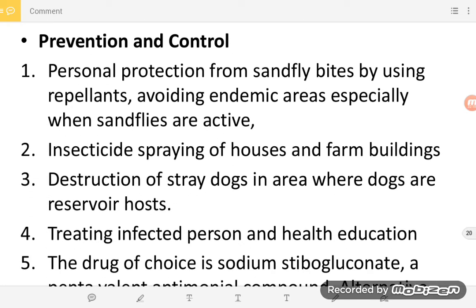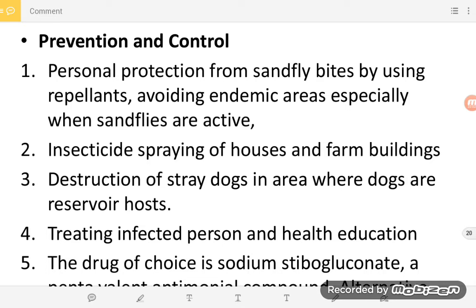Prevention and control: personal protection from sandfly bites by using nets and avoiding endemic areas, especially when sandflies are active. So we have to protect ourselves from the biting of sandflies. That is the first thing, and only then can we protect ourselves. And the other thing, if some area is endemic, we especially have to avoid going to that area. Normally we can see Leishmania species in Sri Lanka in areas like Anuradhapura, Kurunegala, right?